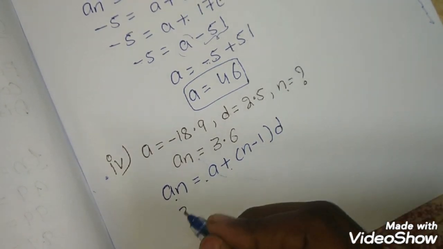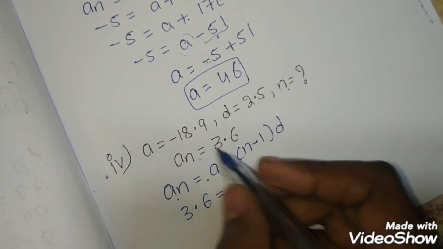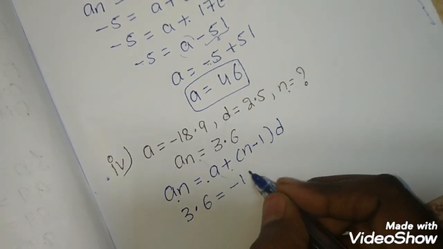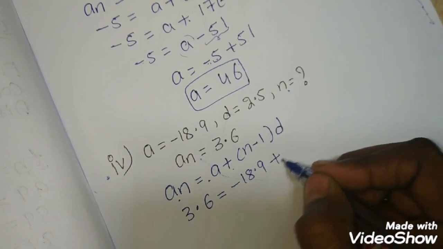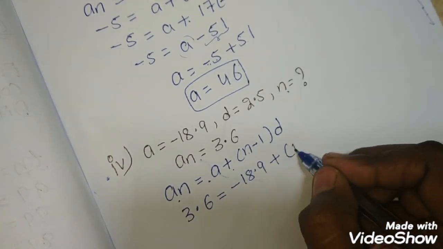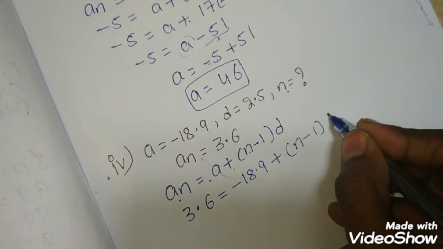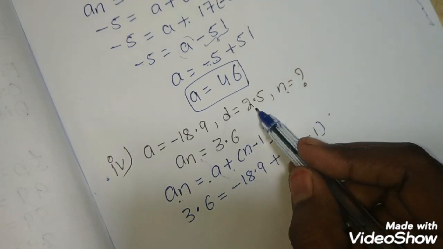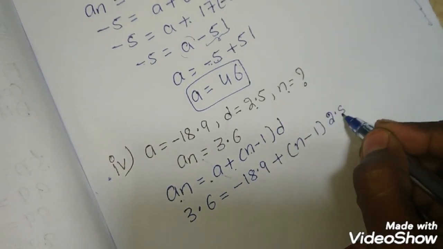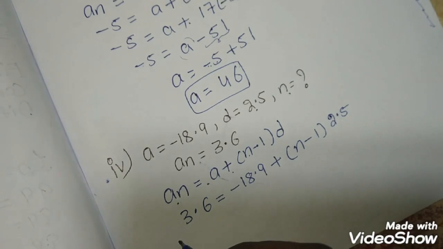So what is an? an is 3.6, is equal to, what is the first term here? Minus 18.9 plus, we need to find n, so write n itself, minus 1 into d. What is the common difference? That is 2.5. Okay.